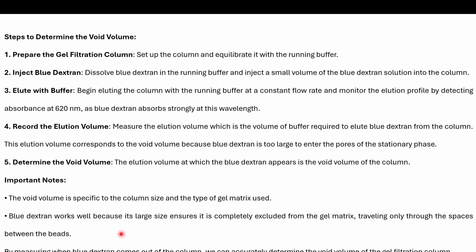Blue dextran works well because it has a really large size and is completely excluded from the gel matrix, so it travels through the spaces between the beads, outside the pores, not through them. By measuring when the blue dextran comes out of the column, one can determine the void volume of the gel filtration column. Okay.